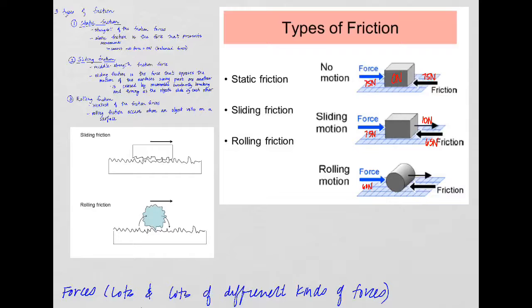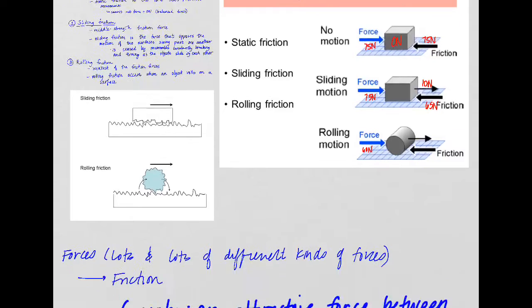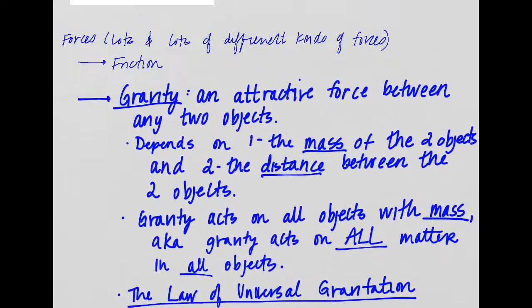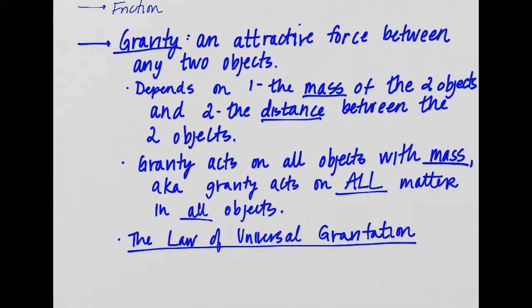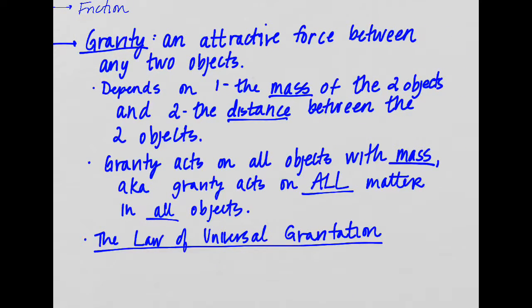The other main type of force that we discussed is gravity. Right? So we have gravity. Gravity is an attractive force between any two objects. And remember we said that it depends on the mass of the two objects and the distance between the two objects. It acts on all objects with mass, meaning that gravity acts on all matter in all objects.